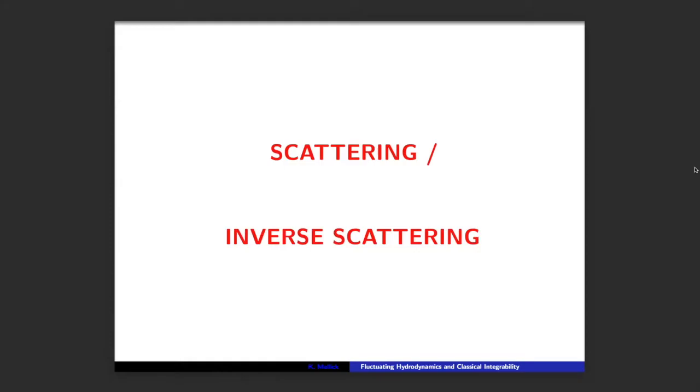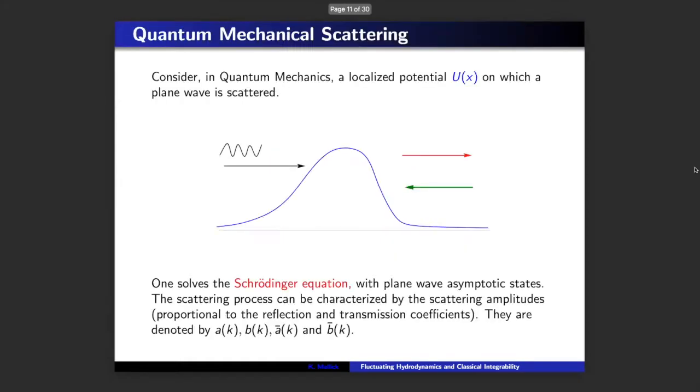So, okay, forget about these equations for a moment. We shall solve them using some method which is called scattering or inverse scattering. And I'm going to tell you what it is about.